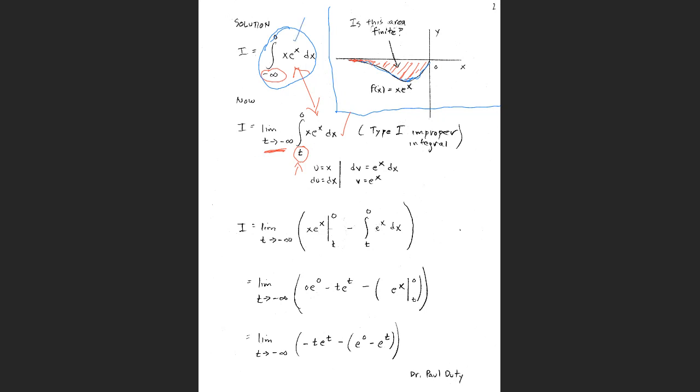And we call this a type 1 improper integral. So there are two types of improper integrals. A type 1 improper integral is when one of your limits is infinity or negative infinity, or both infinity and negative infinity. That's called a type 1 improper integral.